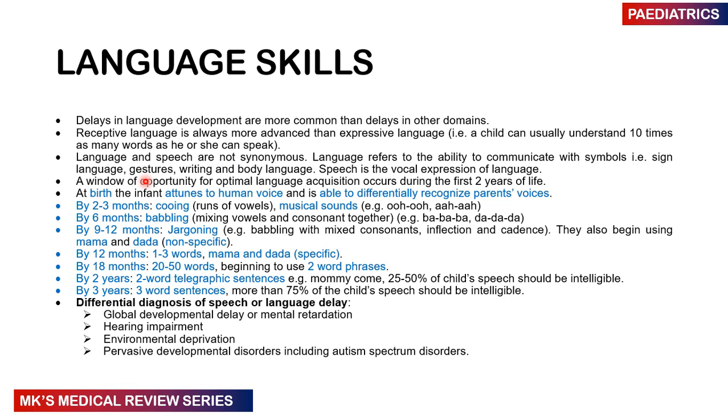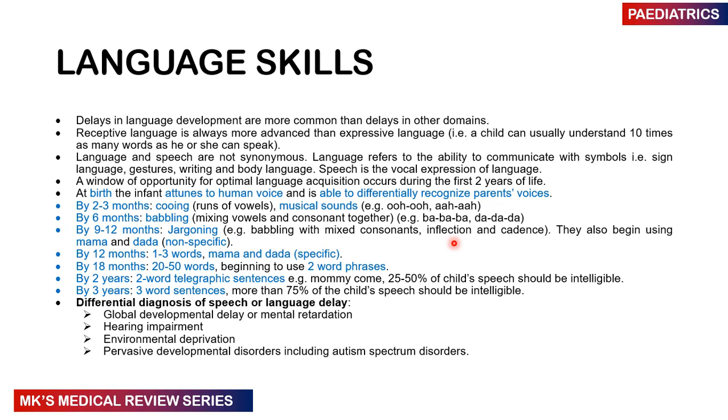So a window of opportunity for optimal language acquisition occurs during the first 2 years of life. So at birth, the child actually attunes to human voices and is able to even recognize the parent's voice. By 2 to 3 months, they are cooing. So this is just runs of vowels. They make musical sounds like ooh, ooh, ah, ah. By 6 months, they babble. So that's just mixing vowels and consonants like ba, ba, ba, da, da, da. Then by 9 to 12 months, there's jargon. So there's babbling with mixed consonants, with inflections, with cadence.